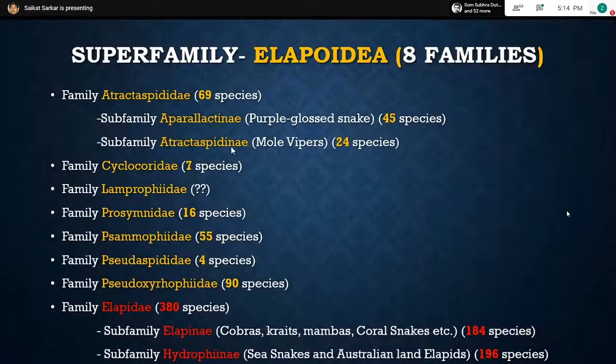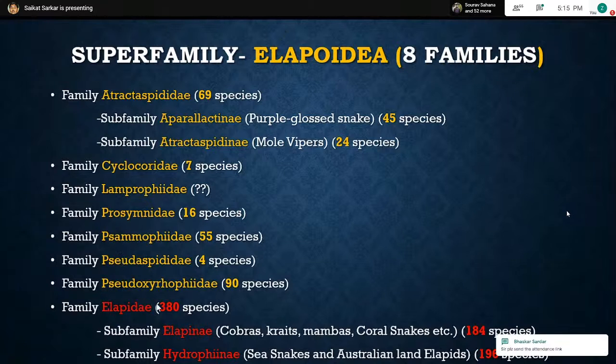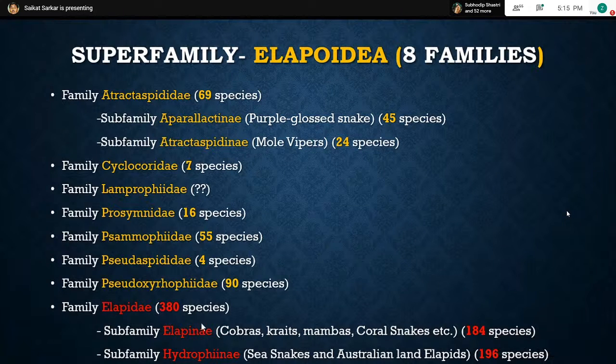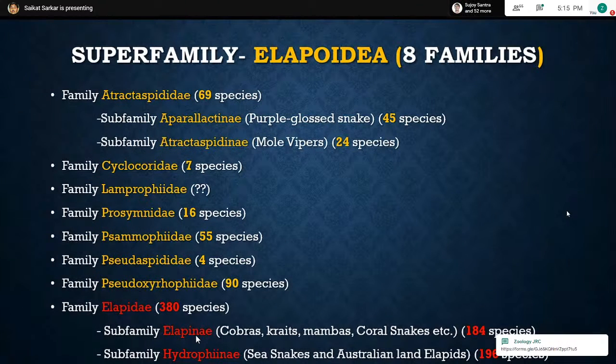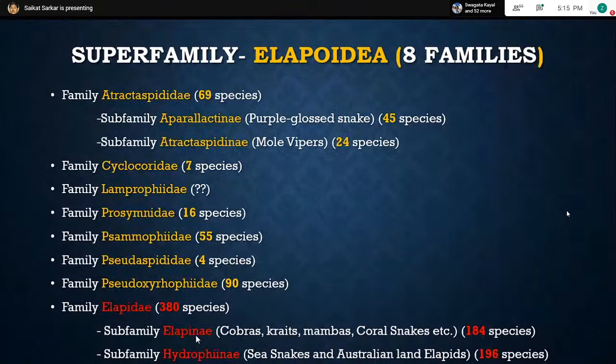Okay, I'll show you. Under this Elapoidea superfamily, as you can pretty well understand by its name, the principal family is Elapidae, and this Elapidae can again be divided into subfamily Elapinae and subfamily Hydrophinae. The subfamily Elapinae has all the cobras, kraits, mambas, coral snakes, all these groups of snakes. And the Hydrophines have both terrestrial representatives. By the name Hydrophinae, you may think that they all live in seawater. No, it is not true.